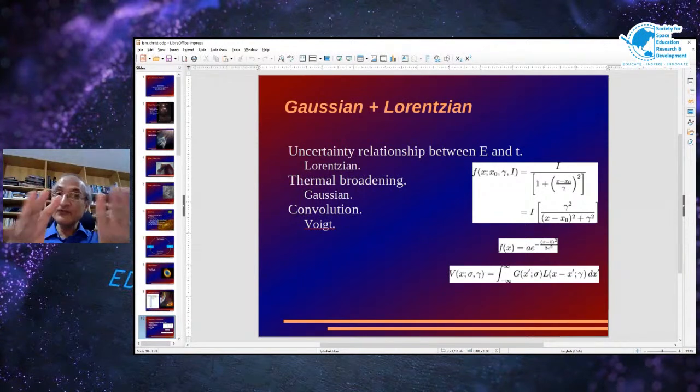So you get two curves. You get a Lorentzian curve based on the atom itself, on the properties of the atom. And on top of that, you get this Gaussian curve, which is based on the velocity distribution of the interstellar gas. And the convolution is a Voigt function. So I put the equations there, but don't worry about it.